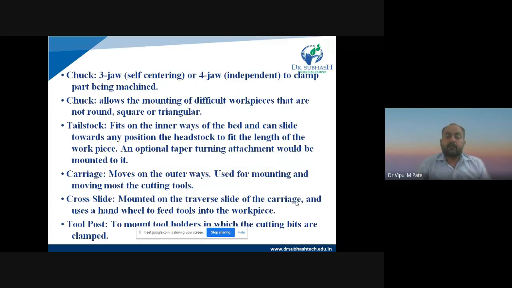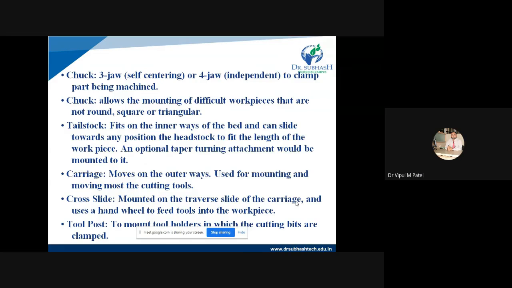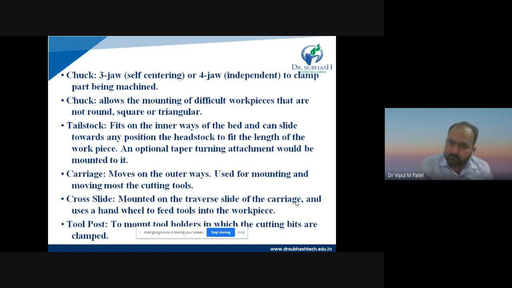But if the length of the workpiece is much higher, then we have to accommodate the workpiece in between the center of the headstock and tailstock. Then it is necessary to use the tailstock to give a particular center of the workpiece which is always parallel to the bed, and we have to use the tailstock to give support to the round bar or circular bar if the length of the workpiece is much higher.